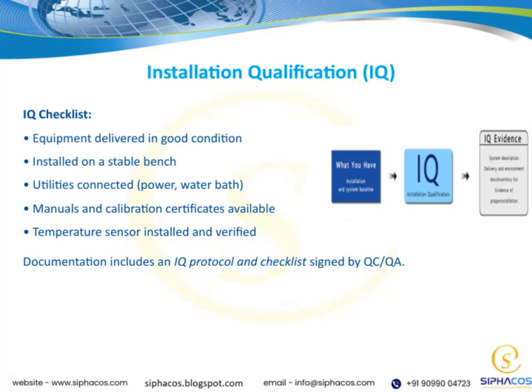Let's talk about the installation qualification, or IQ, which is a crucial first step in ensuring our equipment is properly set up. First, we need to confirm that the equipment has been delivered in good condition, meaning there are no visible damages or issues from transportation. Next, the equipment should be installed on a stable bench to prevent any movement during operation, which is vital for accuracy and safety. We also need to verify that all utilities are connected correctly, such as power and water baths, to ensure the equipment can operate as intended.